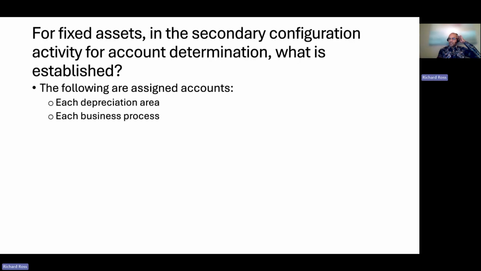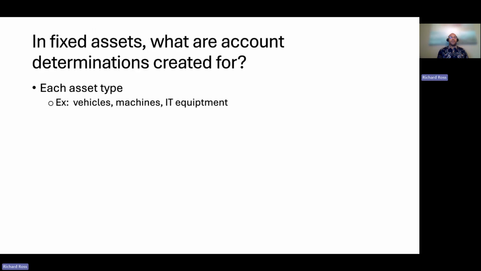For fixed assets, in the secondary configuration activity for account determination, what is established? The following are assigned: accounts, each depreciation area and each business process. In fixed assets, what are account determinations created for? Each asset type, for example, vehicles, machines, IT equipment.